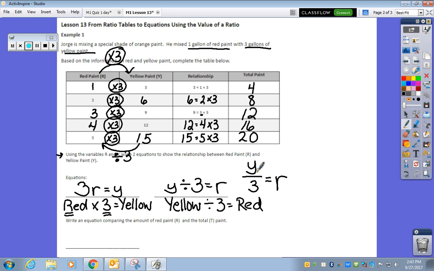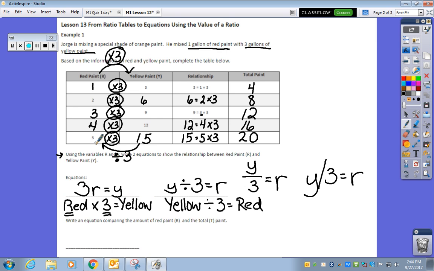Remember we said that any fraction is actually a division problem. So you could see it like this, but more than likely when we get to algebra and now, we're going to write it as the fraction y divided by 3. Don't forget, in the computer that's going to look just a little different. It would be y / 3 equals r. Okay, so 2 separate equations we can pull from this table. One is our multiplication equation going from red to yellow, and one is a division equation going from yellow back to red.